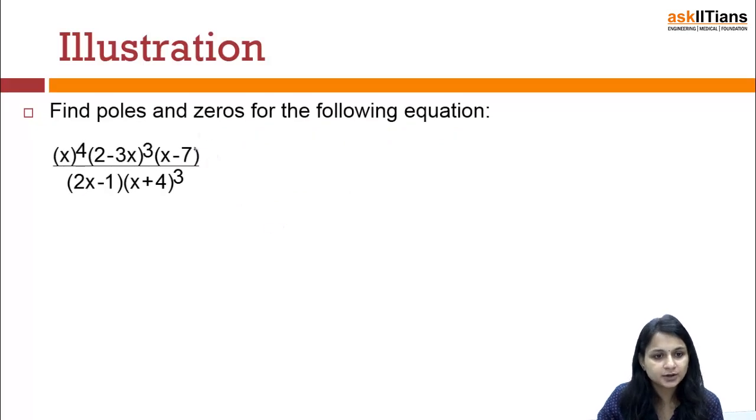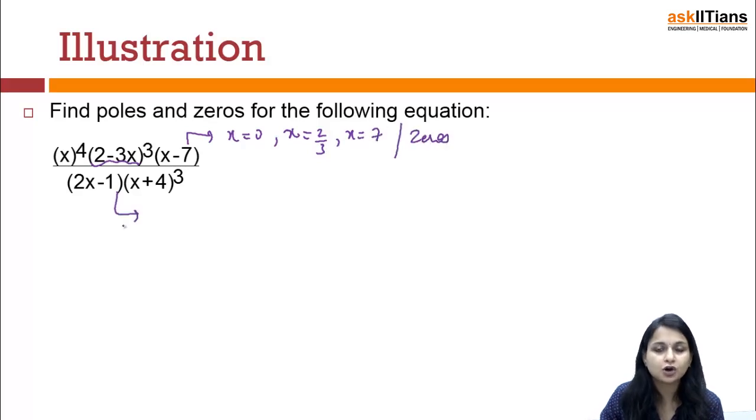Let's find them for this expression. We can see that x equal to 0. Here if I put 2 minus 3x equal to 0, x becomes equal to 2 by 3, and x equal to 7. So these represent zeros. And here if I put the denominator equal to 0, I will have x equal to half and x equal to minus 4 as poles.